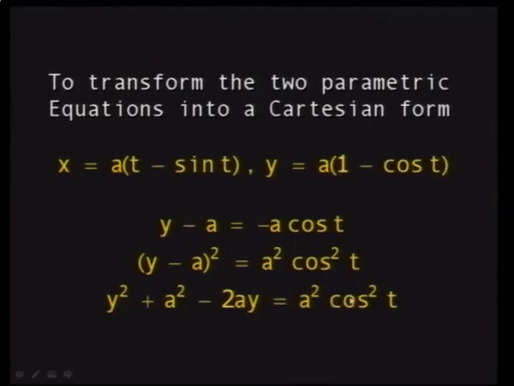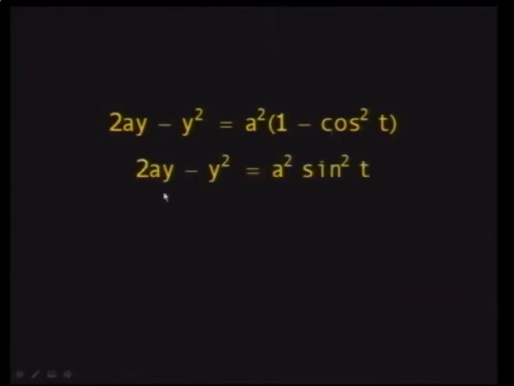a squared cosine squared t. And then what we do is that we get a squared minus a squared cosine squared t on the right hand side, and the remaining 2ay minus y squared. But 1 minus cosine squared t is equal to sine squared t. So again here you have this, the 2ay minus y squared is equal to a squared sine squared t.